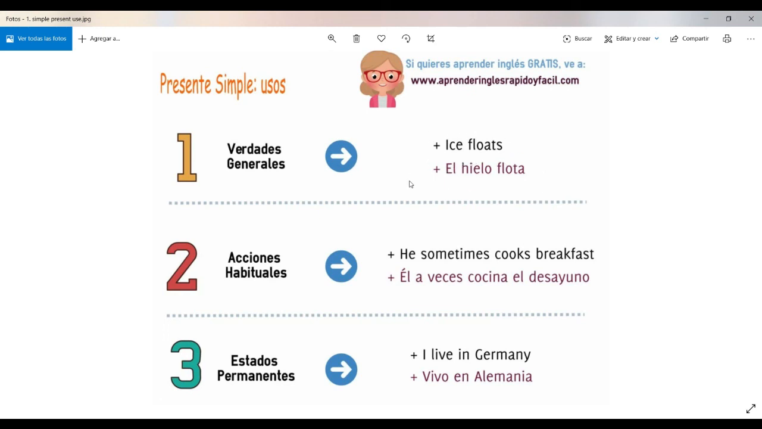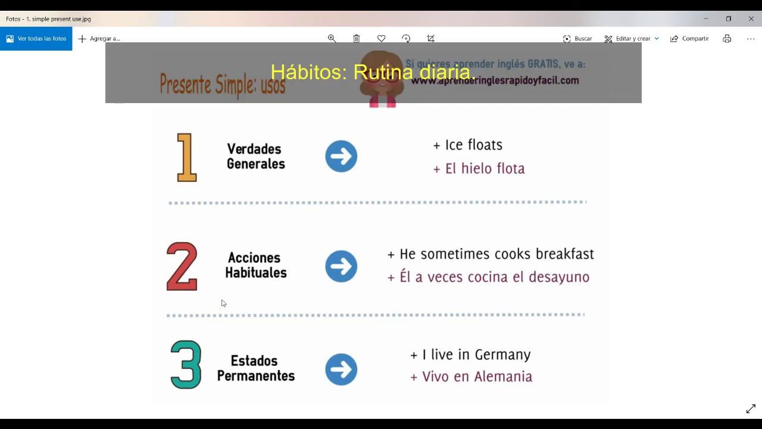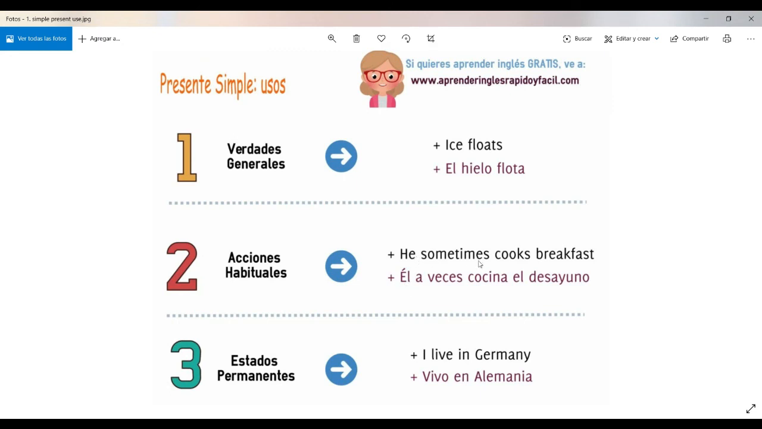El hielo flota. Number 2, habits. These are daily routine. He sometimes cooks breakfast. Number 3, permanent states. For example, I live in Germany. In your case, you live in Antofagasta.